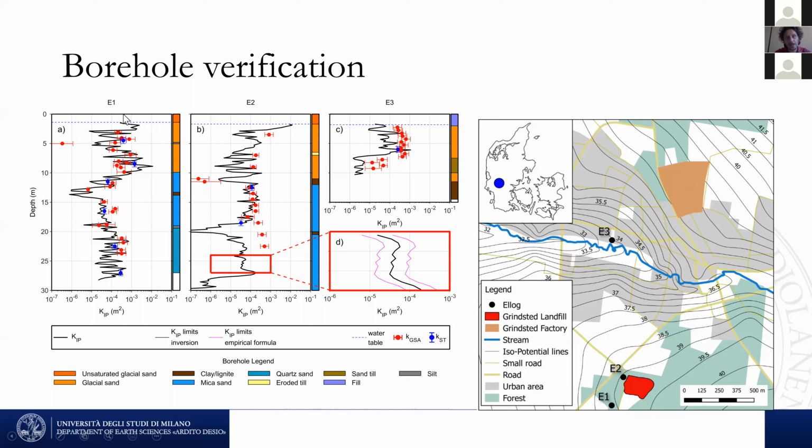In this figure here now, for E1, E2, and E3, so for the 3 boreholes, we have in the black line the estimation of hydraulic conductivity from IP data. The red points are the grain size analysis estimation, and the blue points are the slug test estimation. So this is E1, E2, E3, so the 3 boreholes.